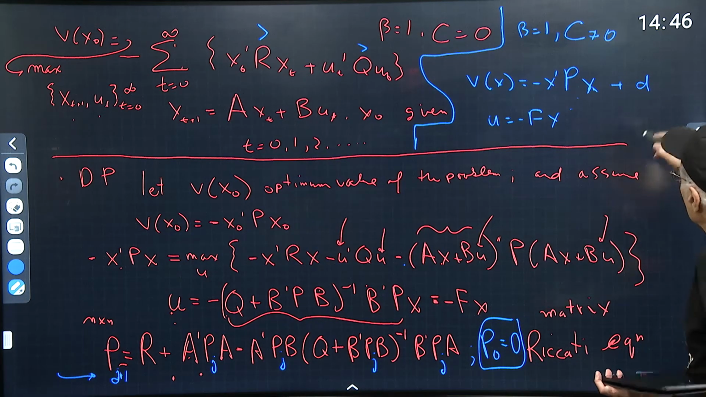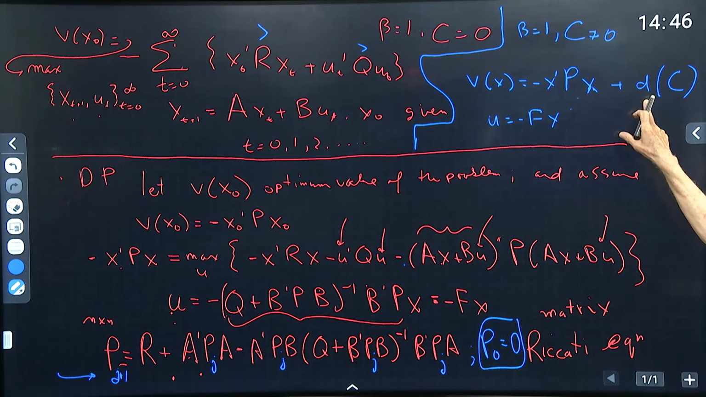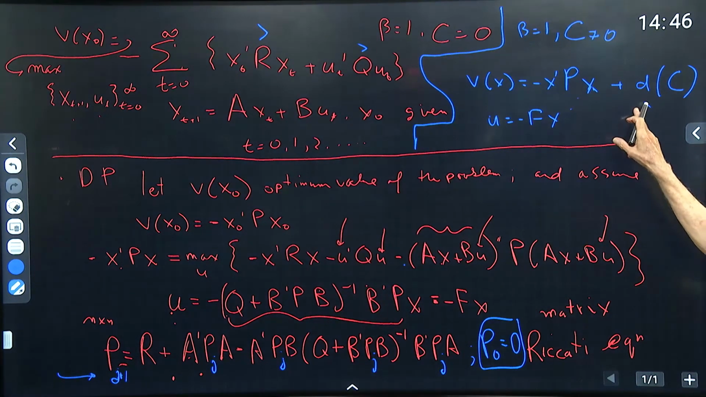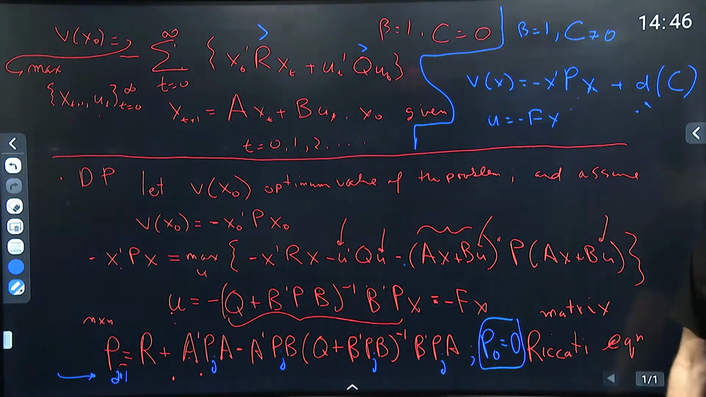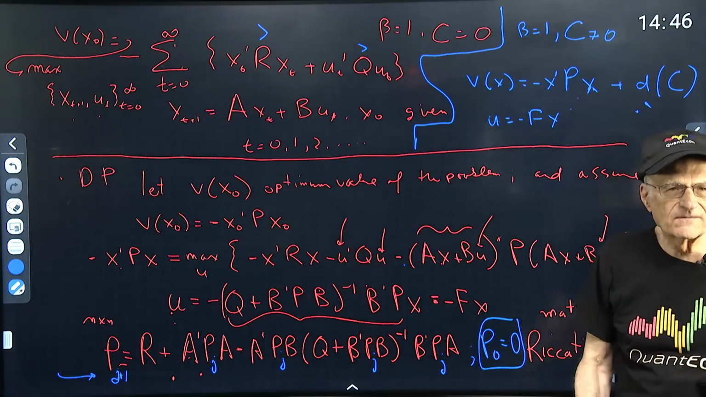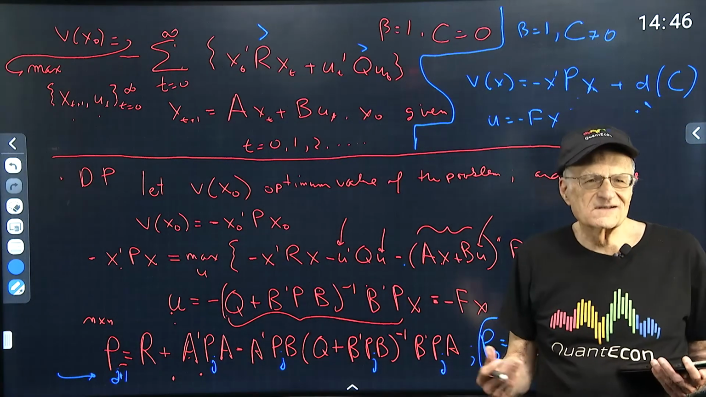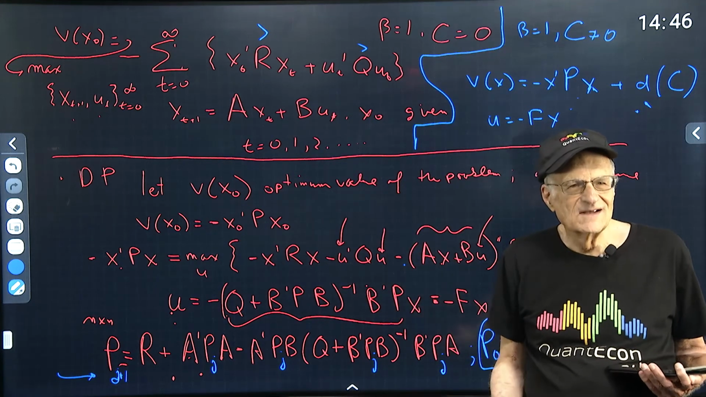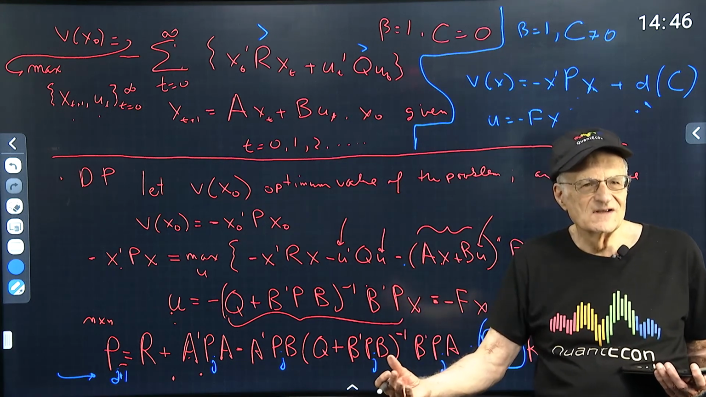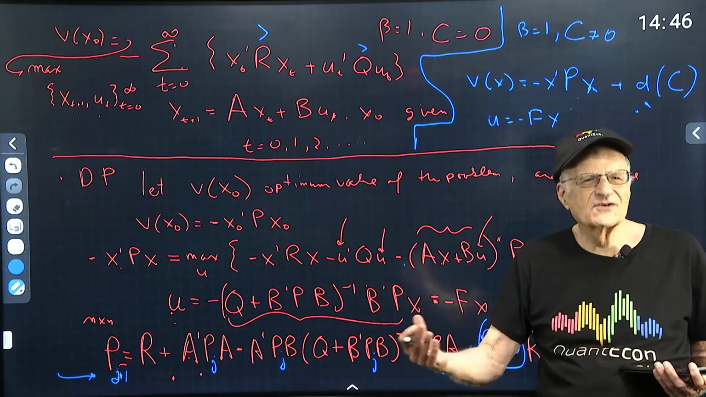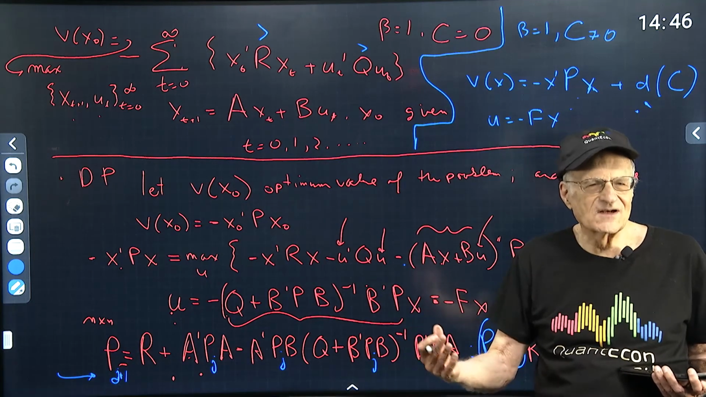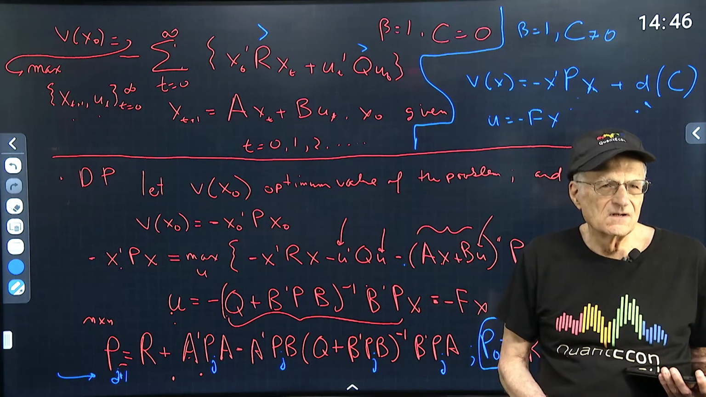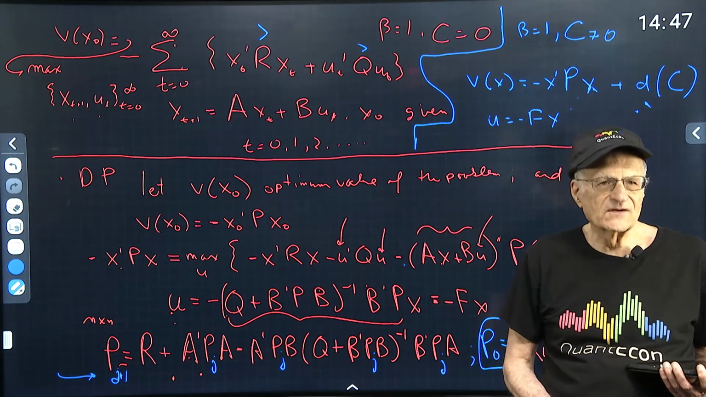It will affect a constant term d. It will add a constant to the value function. And that's all. But it will not affect the decision rule. It's a remarkable thing. As I turn up the volatility of the shocks, it's going to lower the value function. But it won't alter the curvature of the value function, and it won't alter the decision rule. So this is called certainty equivalence.